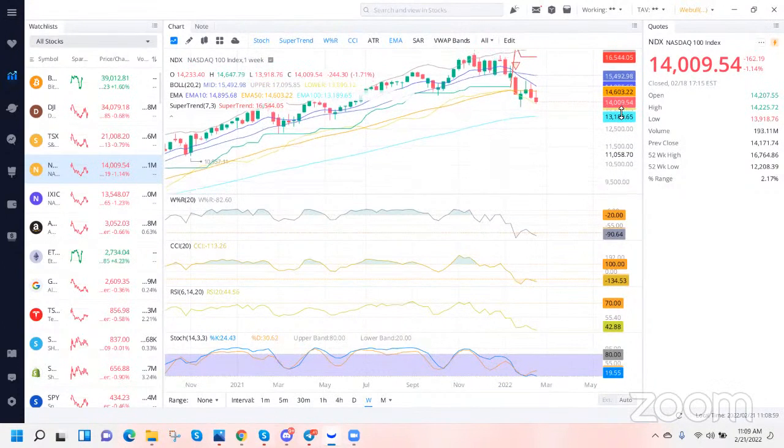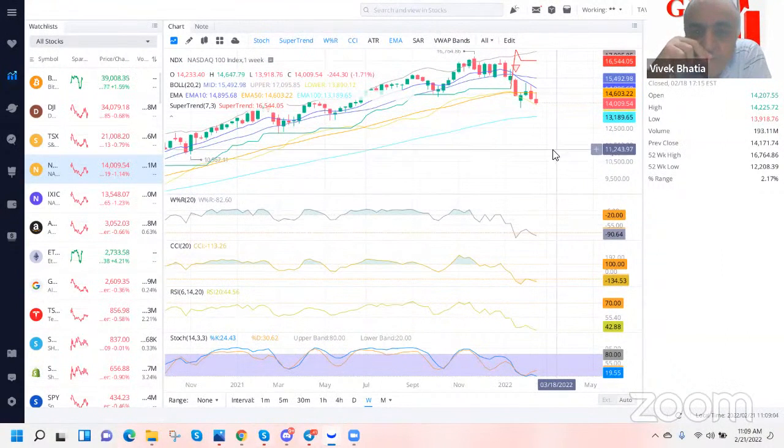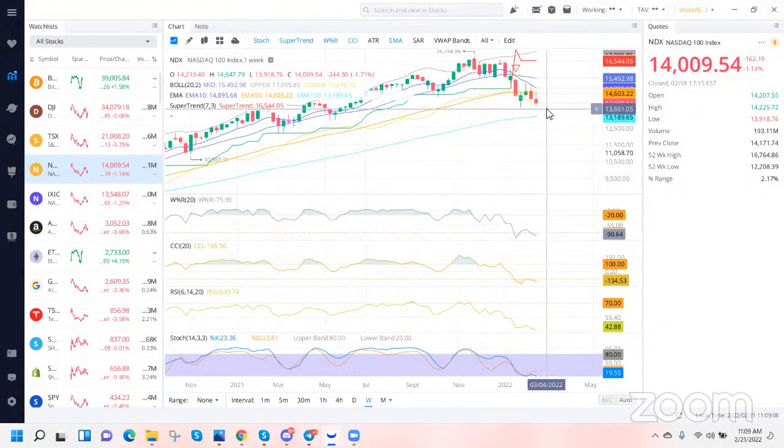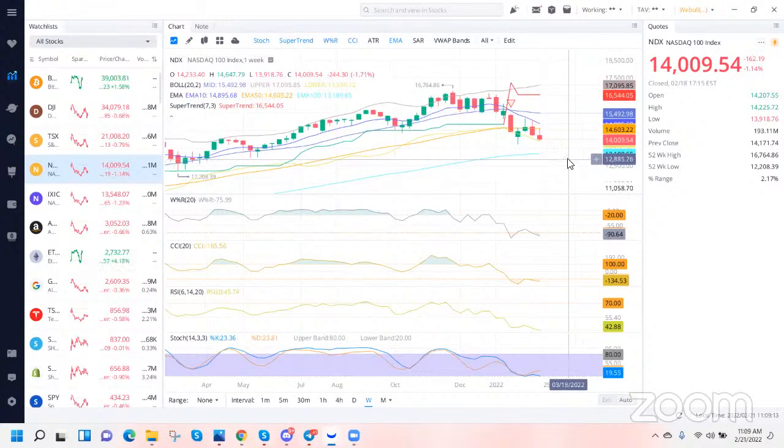Vivek sir, would you like to comment? No, I think you're going good. Even the last candle is an inverted hammer. Yes, which is a bearish candle. Right.